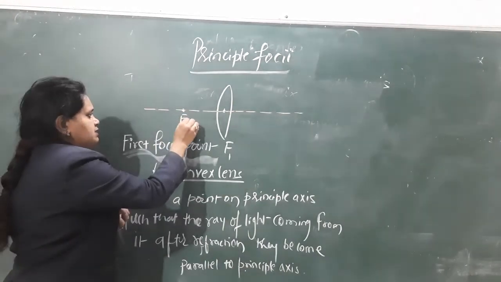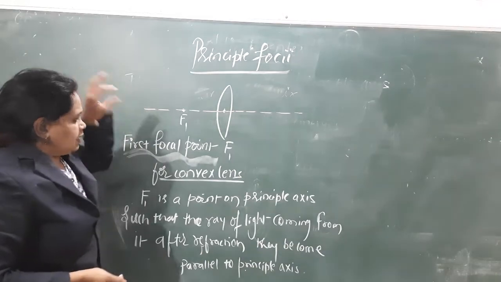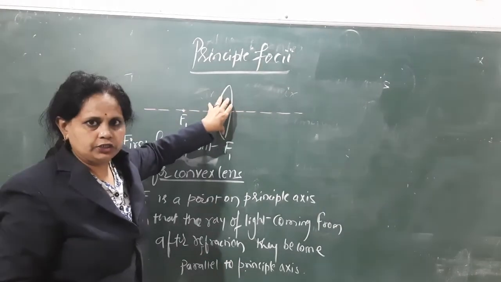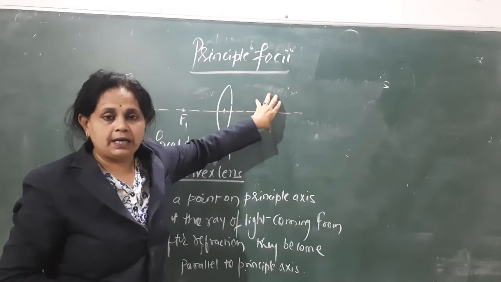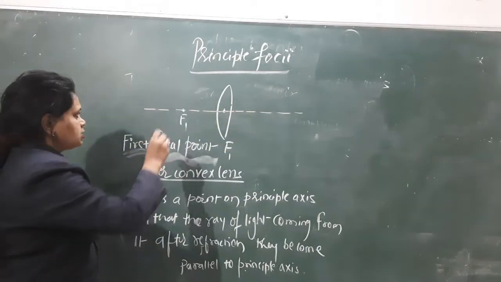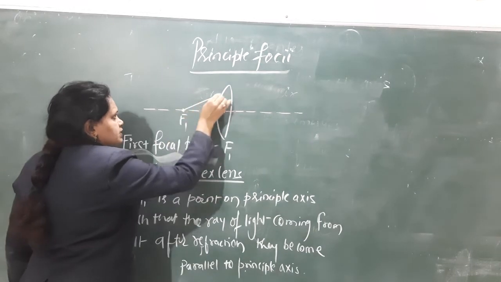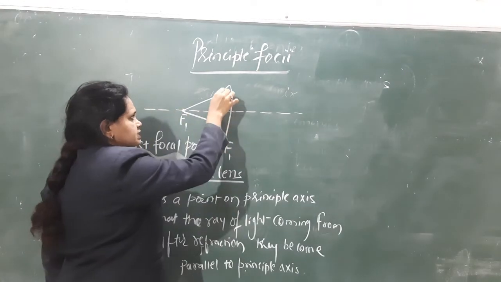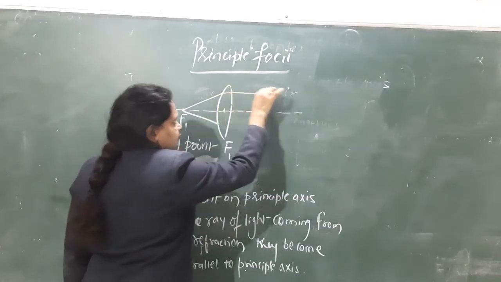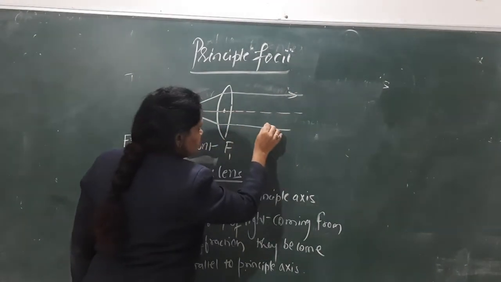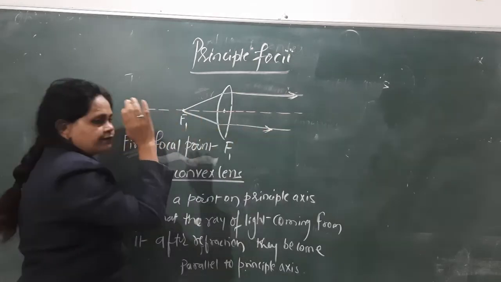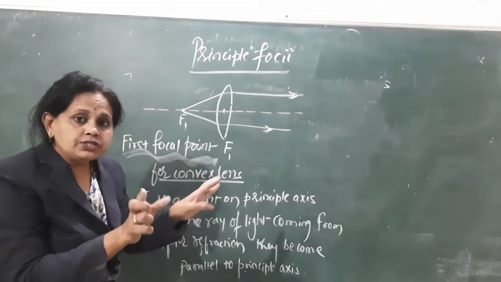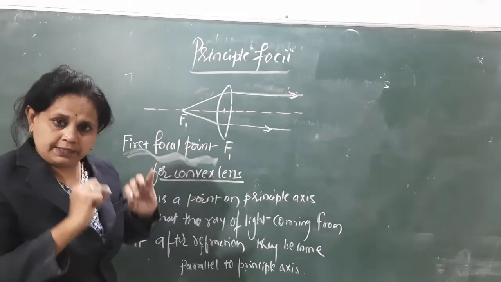So if I consider this as F1, what do they say? The ray of light coming from this particular point, after refraction, should be parallel to the principal axis. Please listen. Suppose I take this as the F1 point, two rays of light are coming from F1, they enter the convex lens, and after refraction they travel parallel to the principal axis. Means if this is the condition, the point from where you feel the rays of light are emerging should be on the principal axis.